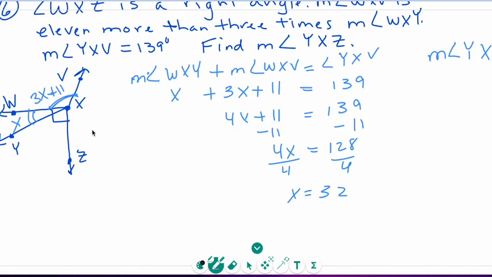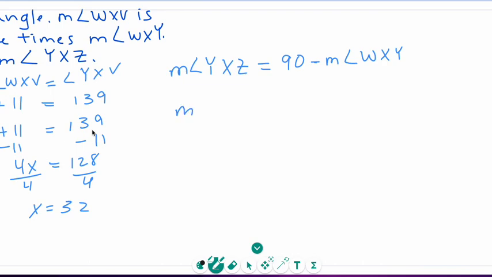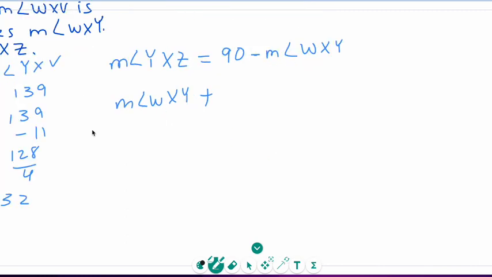I need my angle addition postulate. So the measure of WXY plus the measure of YXZ is equal to 90 degrees. So it's not the angle addition postulate. It's just simply the geometric statement about complementary angles.